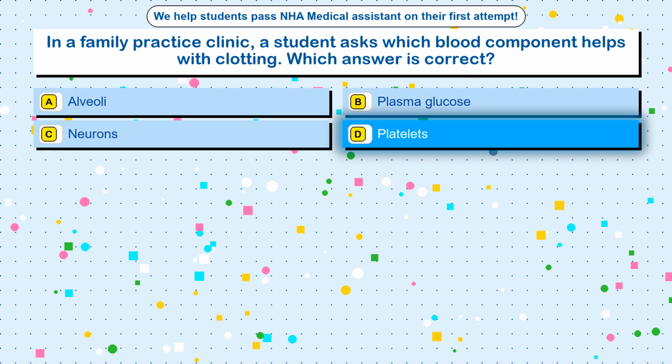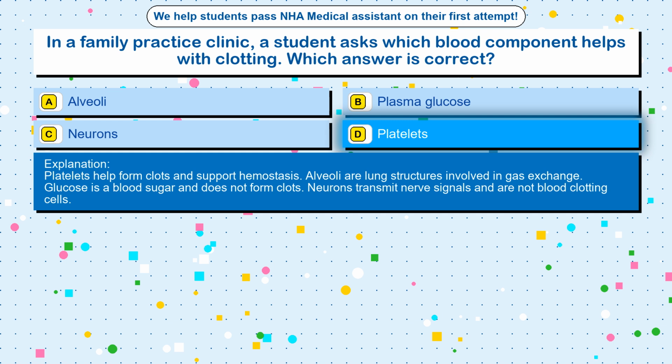Platelets. Platelets help form clots and support hemostasis. Alveoli are lung structures involved in gas exchange. Glucose is a blood sugar and does not form clots. Neurons transmit nerve signals and are not blood clotting cells.